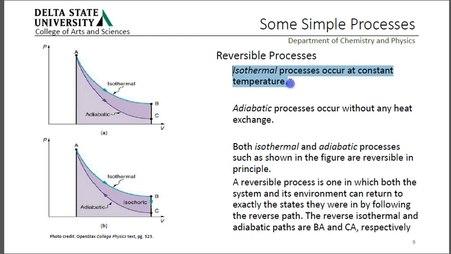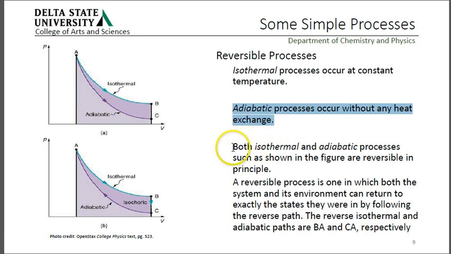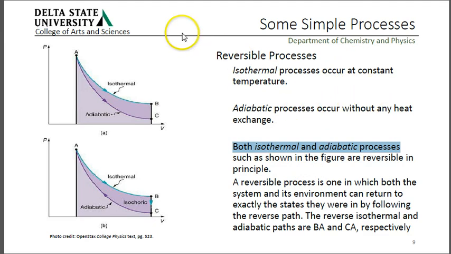Isothermal processes occur at constant temperature. Adiabatic processes occur without any heat exchange. Both isothermal and adiabatic processes are reversible in principle. If it happened at constant temperature, in principle you can go back the other way along the same isothermal line. Or if it happened adiabatically, in principle you can go back along the same curve.